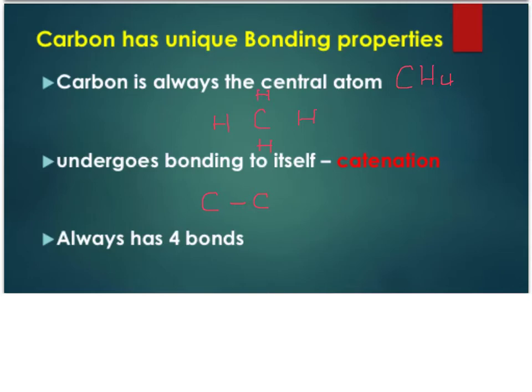Now, carbon always has 4 bonds around it. It's always going to have 4 bonds around it. So here we see, if we were to put bonds, that means we need to put 1 here, 1 here, 1 here, and 1 here.